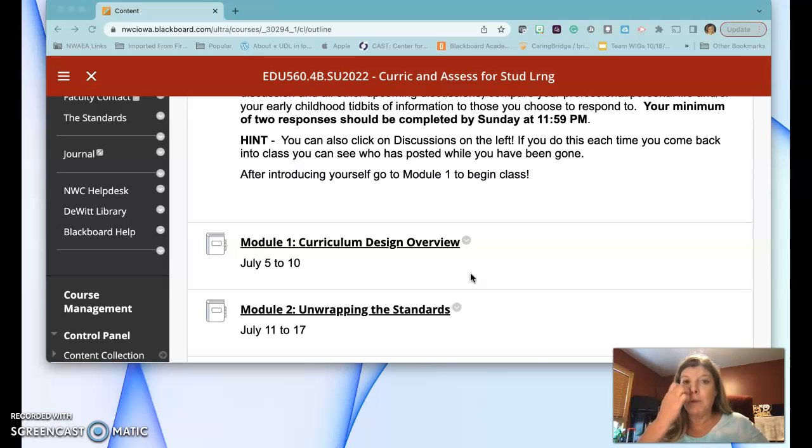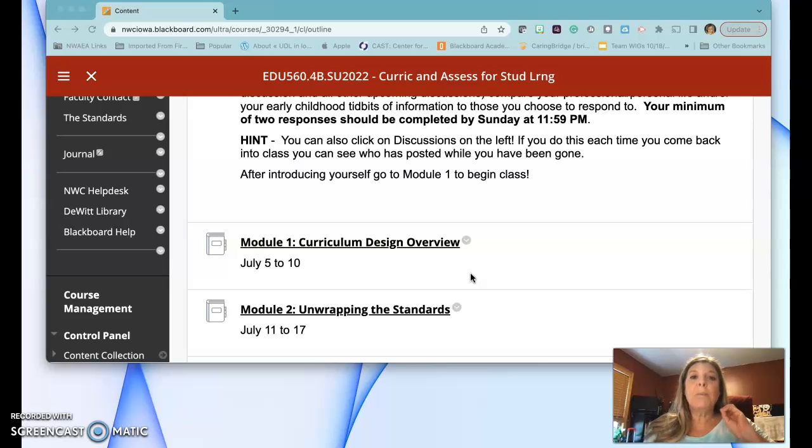I hope you were able to also take a little time to refresh your background knowledge around the Common Core. In Iowa, our Iowa Core is based on the Common Core. There are some small differences, but not very many. And lastly, I hope you were able to review what your final assignment is going to be for the course.